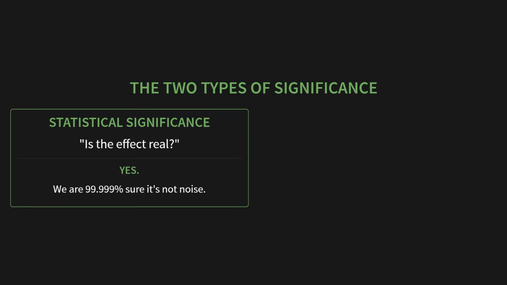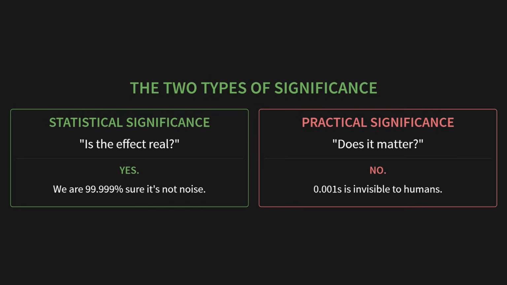This is where you have to understand the two types of significance. First, statistical significance. It asks, is the effect real? And in this case, yes. We are 99.999% sure it's not random noise. The math is screaming at you. But then there's practical significance. It asks a better question. Does it matter? And for our Google problem, the answer is no.